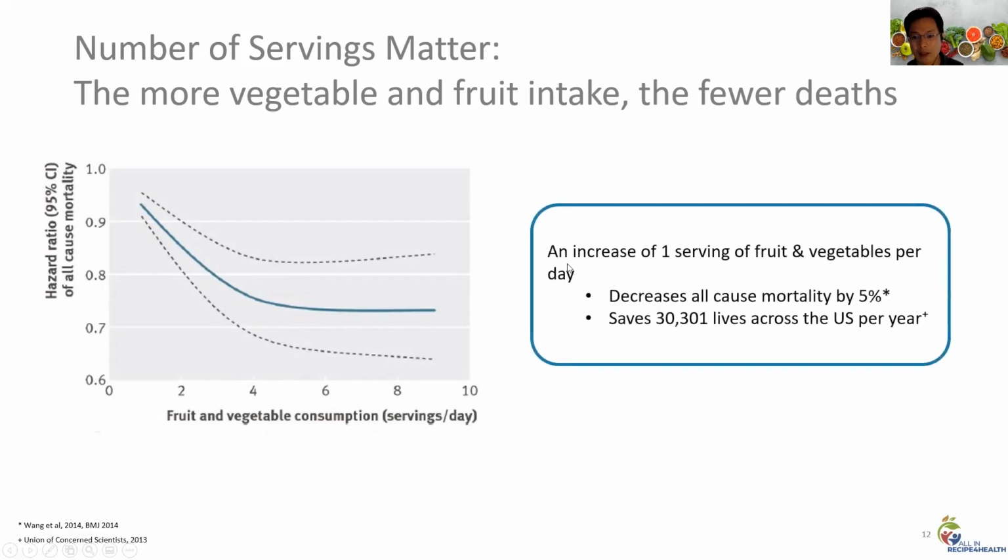In looking at this study, the idea and the conclusions were combining this study with some other work from the Union of Concerned Scientists at a population health level: an increase of 1 serving of fruit and vegetables per day decreases all-cause mortality by 5%. So if you're up to 5 a day, you're reducing all-cause mortality by 25%. Then it starts to level off. At a population health level, if every person in the US just increased 1 serving of fruit and vegetables, that's 30,000 lives potentially saved. So this is the piece where food is medicine and can be used as medicine.